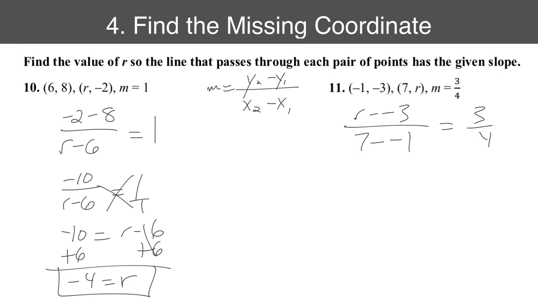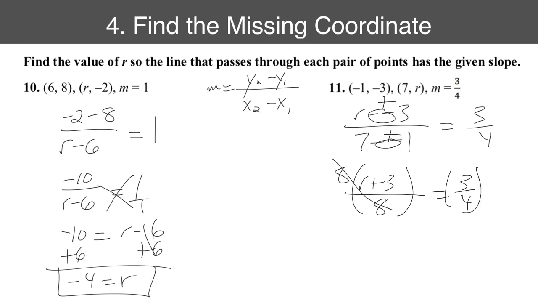But before we do that, let's combine some like terms. First of all, up top, two negatives make a positive, so that would be r plus 3 on top. And on bottom, again, two negatives make a positive, so 7 plus 1 would be 8 on bottom. Now we solve the equation, so we need to move the 3 and the 8. The 8 goes first, so we multiply times 8. So 3/4 times 8 would give us 6. So r plus 3 equals 6.